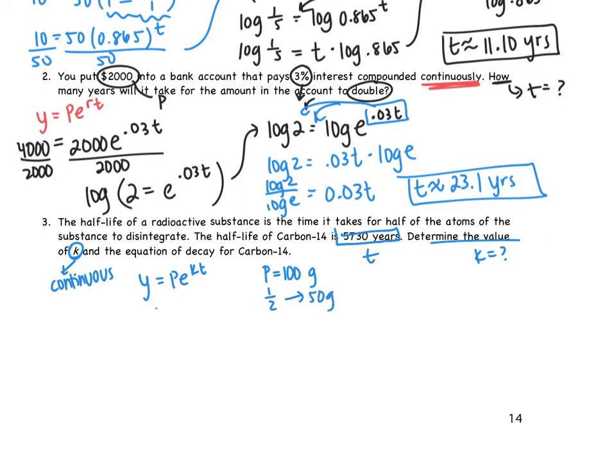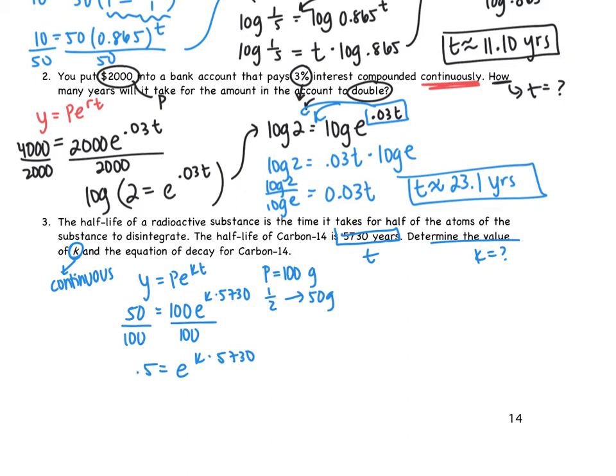Okay, so let's go to our equation. P is that 100 grams. K is what we're looking for. And our T is 5,730. So then Y, our amount after a certain amount of time, is going to be 50. Right? That's our half-life. If we started with 100 grams, after one half-life, after 5,730 years, half of the amount will remain. So I'm going to divide by 100. 50 divided by 100 is 0.5. And I get e to the power k times 5,730.